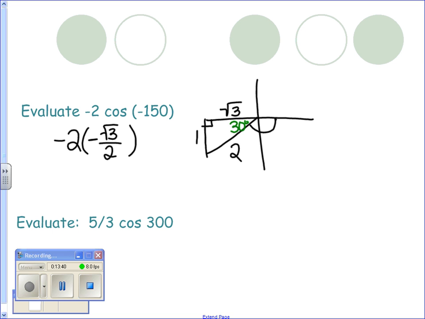Negative 150, you go down because it's negative, and this is 90 degrees, and then you have to keep going. Negative 2. Everyone see where the negative is? So negative 2 times negative, the square root of 3. Any questions on that one? Okay.